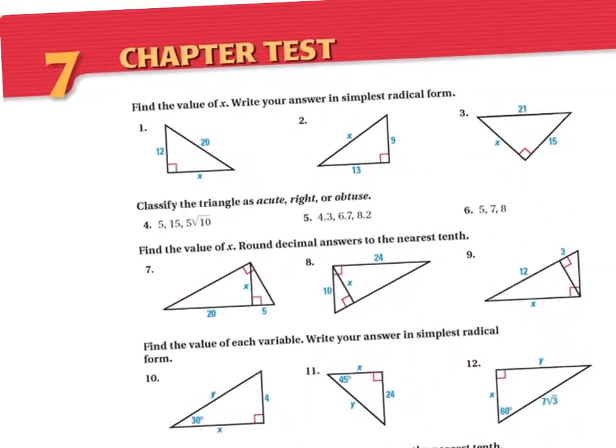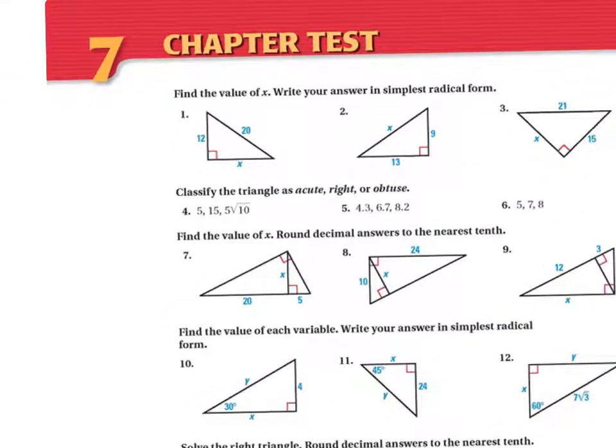So on the test tomorrow, you will have questions like 1, 2, and 3, where you're just missing the leg or the hypotenuse. So this type of question, you're going to be using the Pythagorean theorem. Remember, whenever you have two of the sides given, to find the missing third one, you don't need a trig function or trig ratio. Use the Pythagorean theorem.